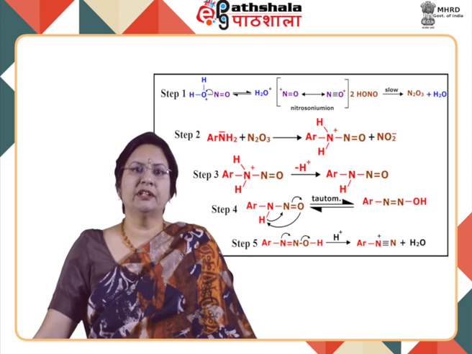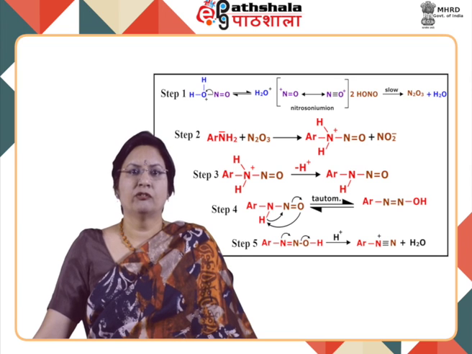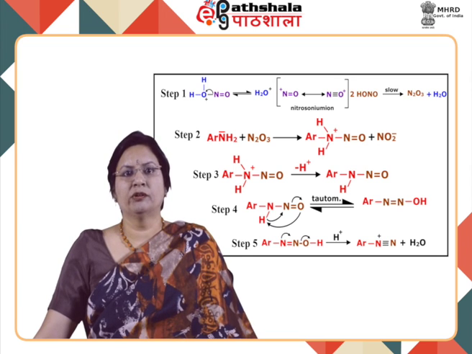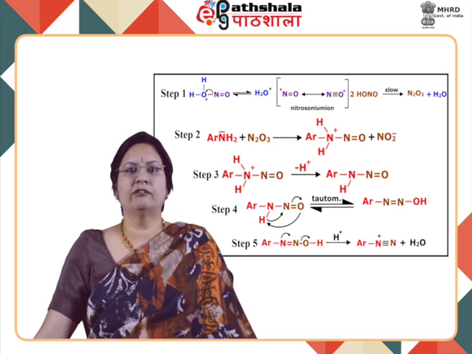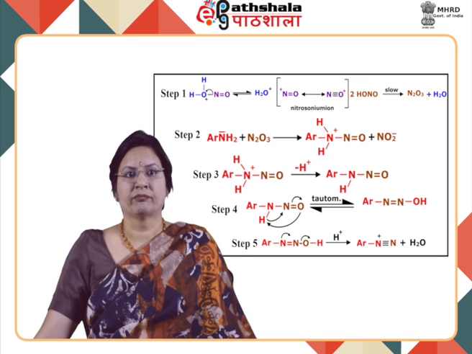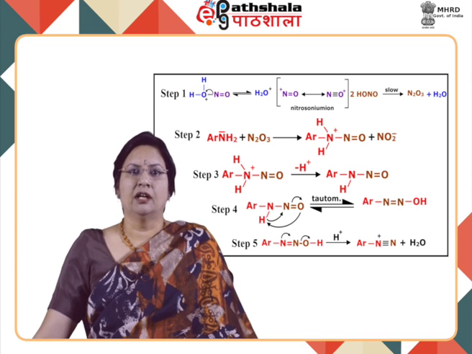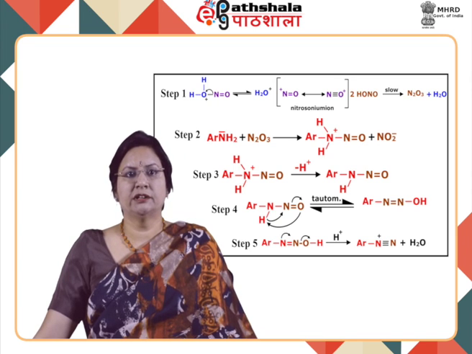And the step 3 is the loss of proton. From this species the proton is lost, and as a result you have the formation of ArNHNO, that is N-nitrosation has happened here. The step 4 is the tautomerization, and as you can see in this equation, the hydrogen shifts to oxygen, and as a result what you get is Ar-N=N-OH.